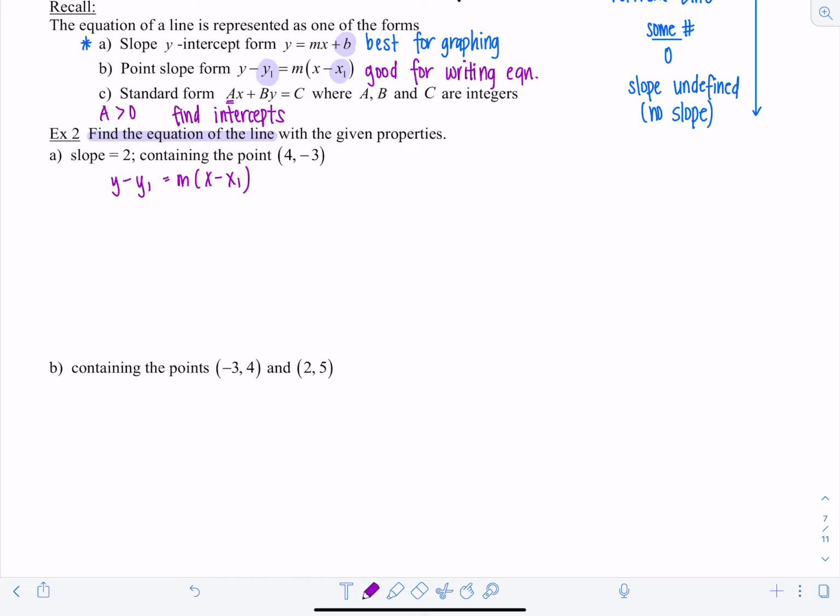They gave me that the slope is 2, so that means m is 2. And then they've given me this point (4, -3). Well, that's what I'm going to use for x1, y1. So this is my x1, this is my y1. Okay, you leave y and x as variables in the equation. Those stay. Only the variables with subscripts, so only x1 and y1 get replaced with constants, and then you also replace m with whatever it is.